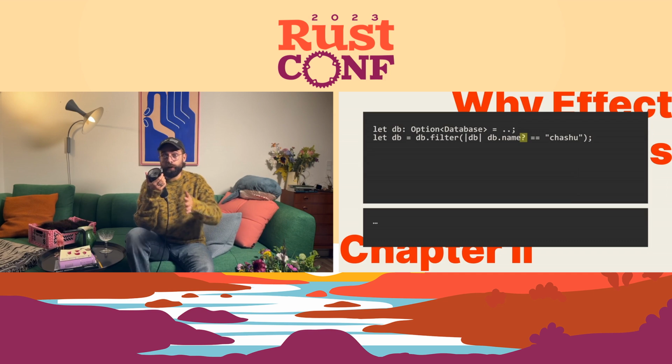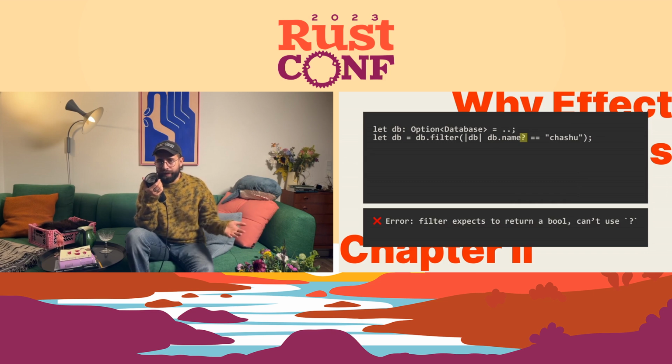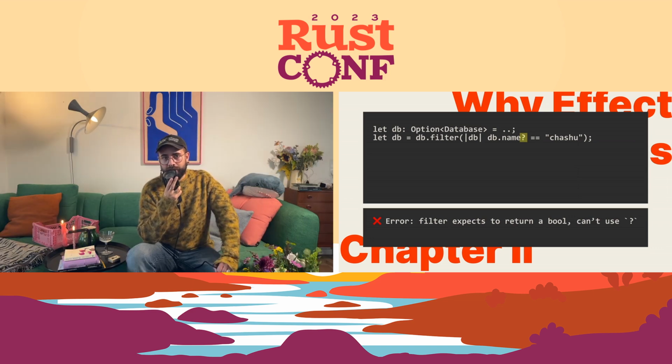It takes a closure, which takes a type by reference and returns bool. If we try and use the try operator inside of it, the compiler will give us an error because the closure doesn't return result or option, it returns bool. Not being able to use the try operator inside of arbitrary closures is an example of an effect mismatch. But simple functions like that only scratch the surface.